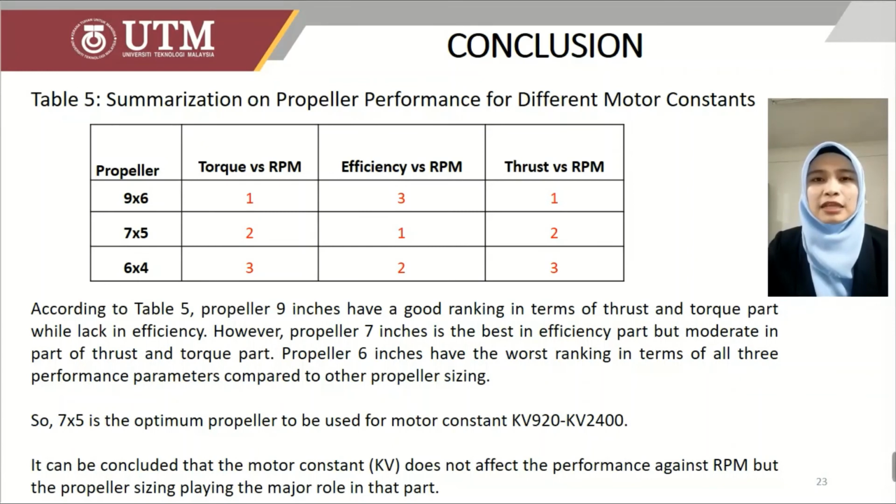So 7 times 5 is the optimum propeller to be used for motor constants between kV920 and kV2400. It can be concluded that the motor constant kV does not affect the performance against RPM, but propeller sizing plays the major role in that part.